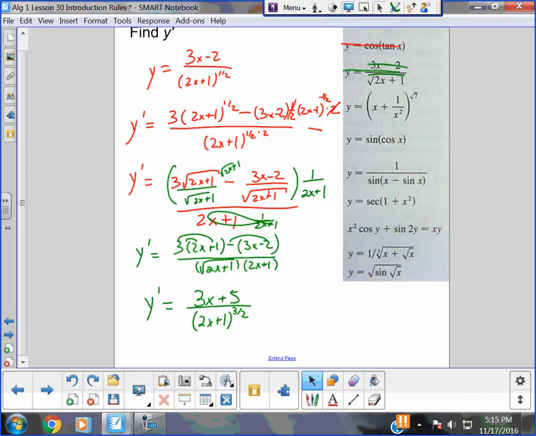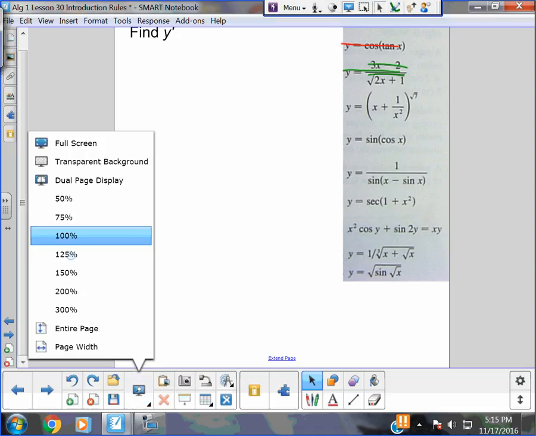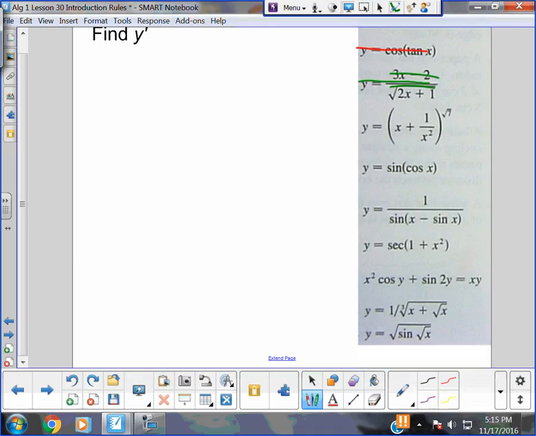I like the third one in this list. It's interesting. All right, so I'm going to make it bigger. I do not want my students doing a quotient rule on the inside of this. First thing I want them to do is rewrite this like this. And now it's a chain rule. Bring the power down and reduce it by 1.